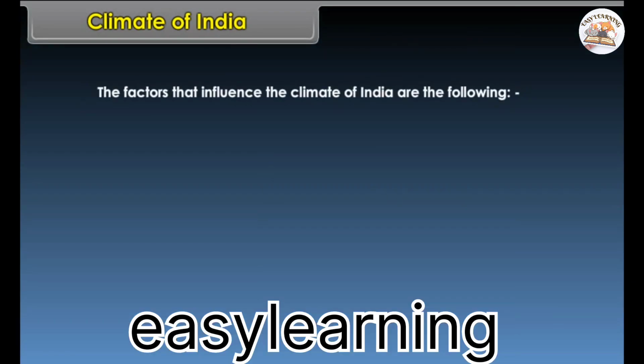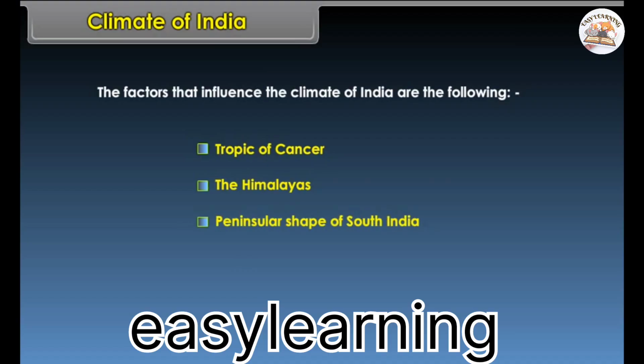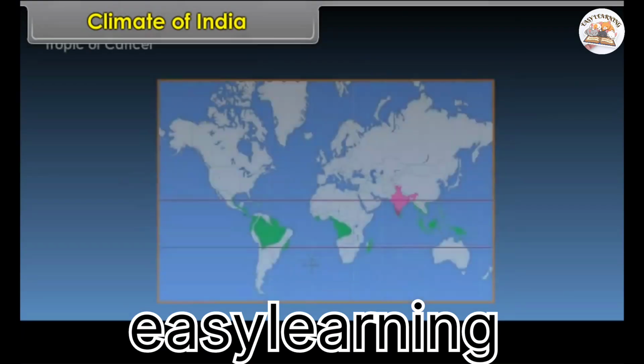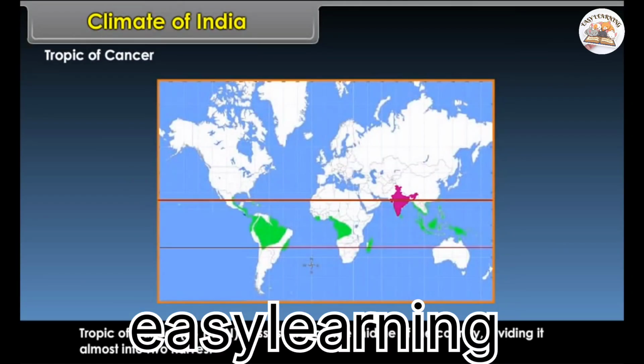The factors that influence the climate of India are the following: Tropic of Cancer, the Himalayas, peninsular shape of South India, relief. Tropic of Cancer passes through the middle of the country, dividing it almost into two halves. Southern portion of India falls in the tropical zone, while northern portion in the subtropical or temperate zone.